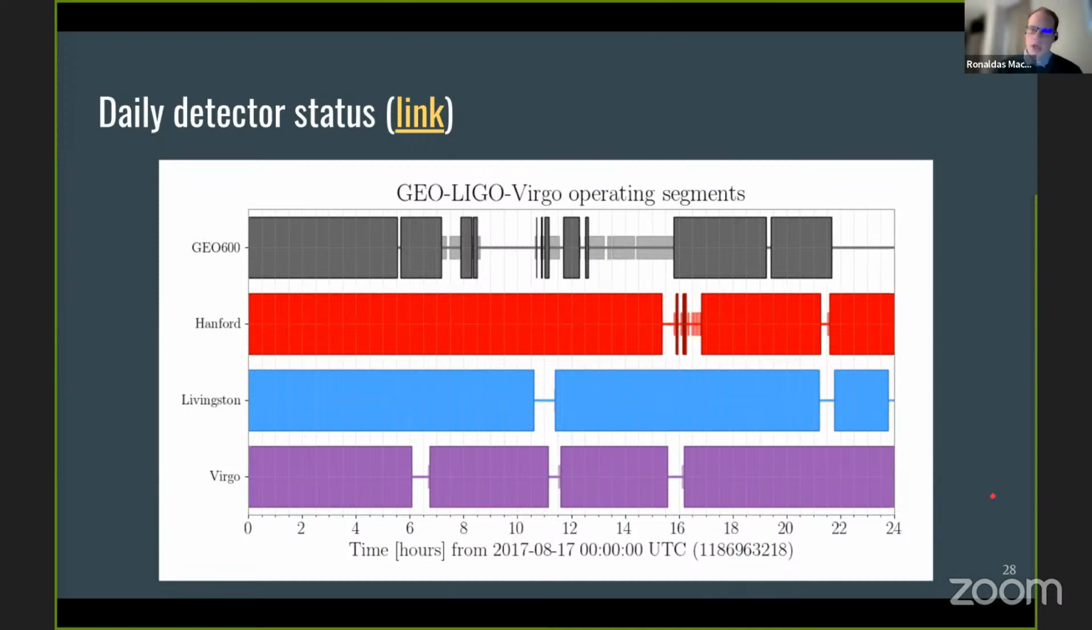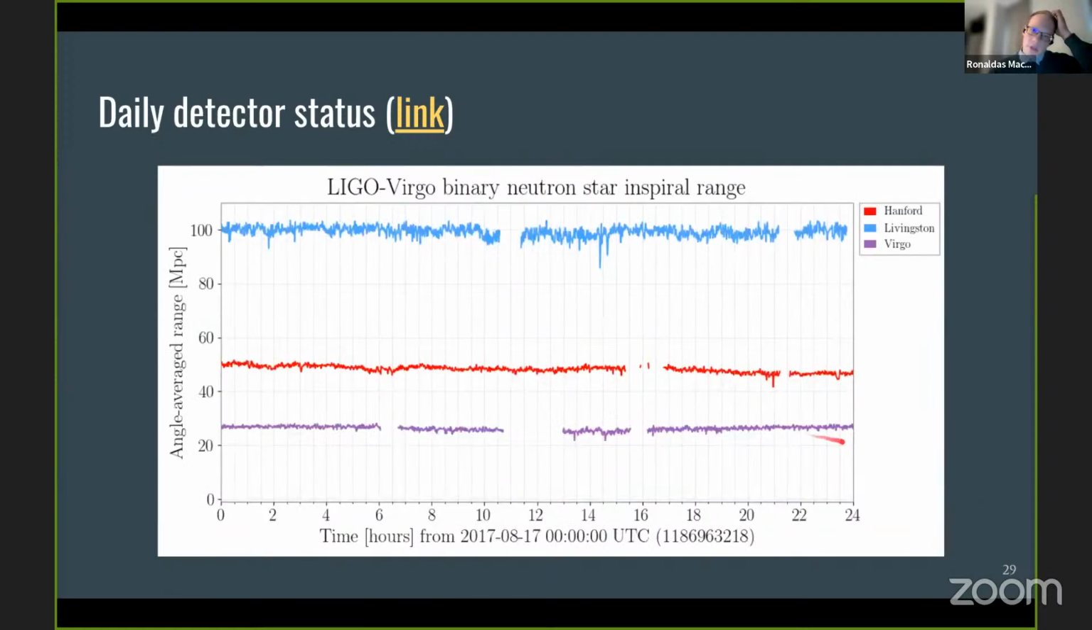I'm not really sure. And then there's another important plot, which shows the binary neutron star inspiral range, which shows you the sensitivity of the detectors. At that particular date, the Livingston detector was about 100 megaparsecs, the Hanford detector was about 50 megaparsecs, and the Virgo detector was about 25 megaparsecs. And then you can have a look, for example, at what the sensitivity of the detectors is today, if you want to.